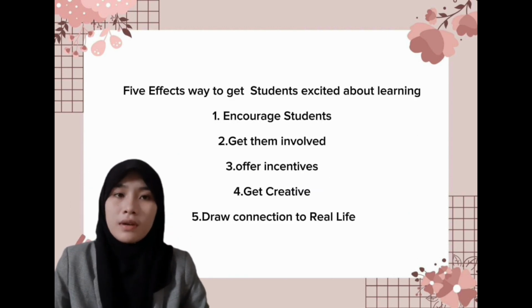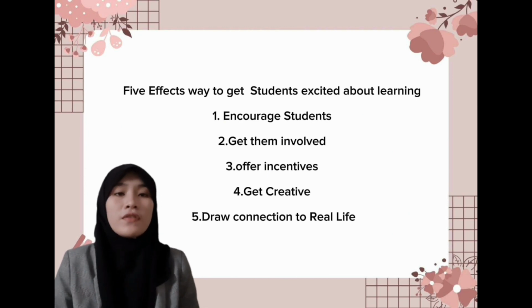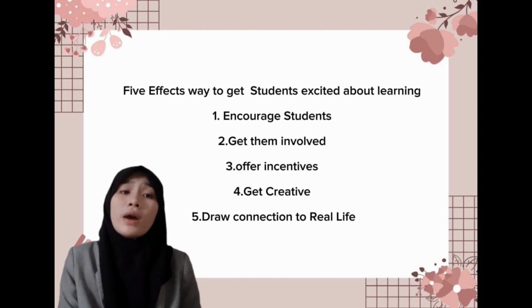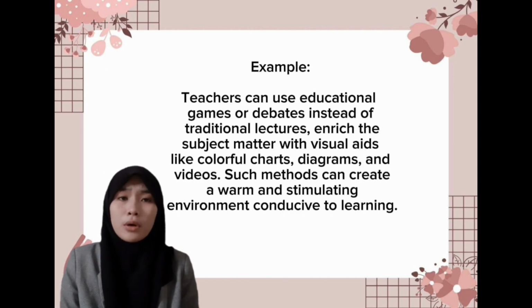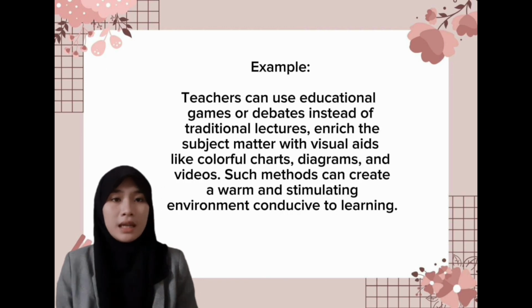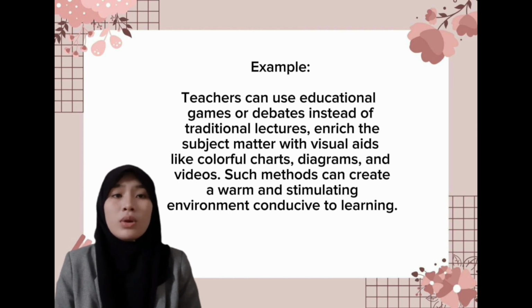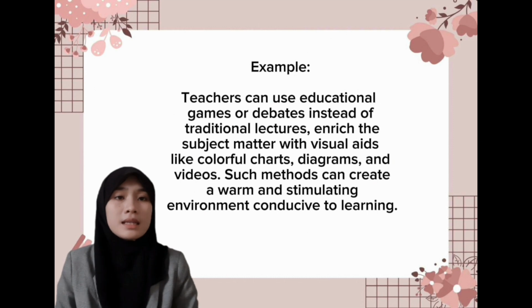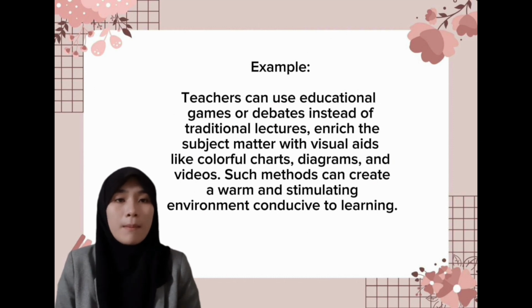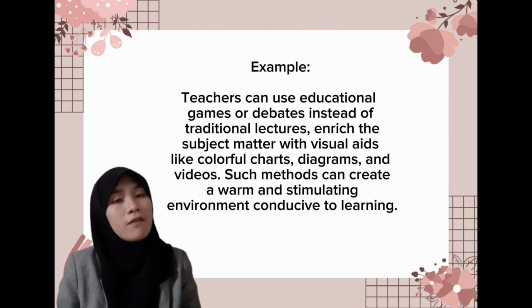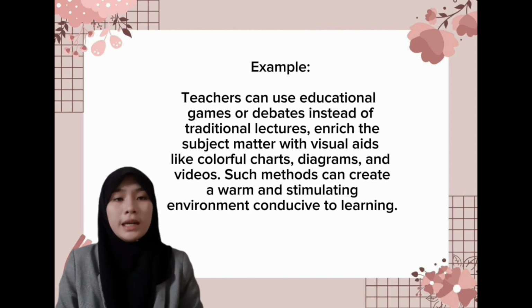Number 4, get creative. Changing the structure of the class and incorporating creative teaching methods can avoid monotony. For example, a teacher can use educational games or debates instead of traditional lectures, and enrich the subject matter with visual aids like colorful charts, diagrams, and videos. Such methods can create a warm and stimulating environment conducive to learning.